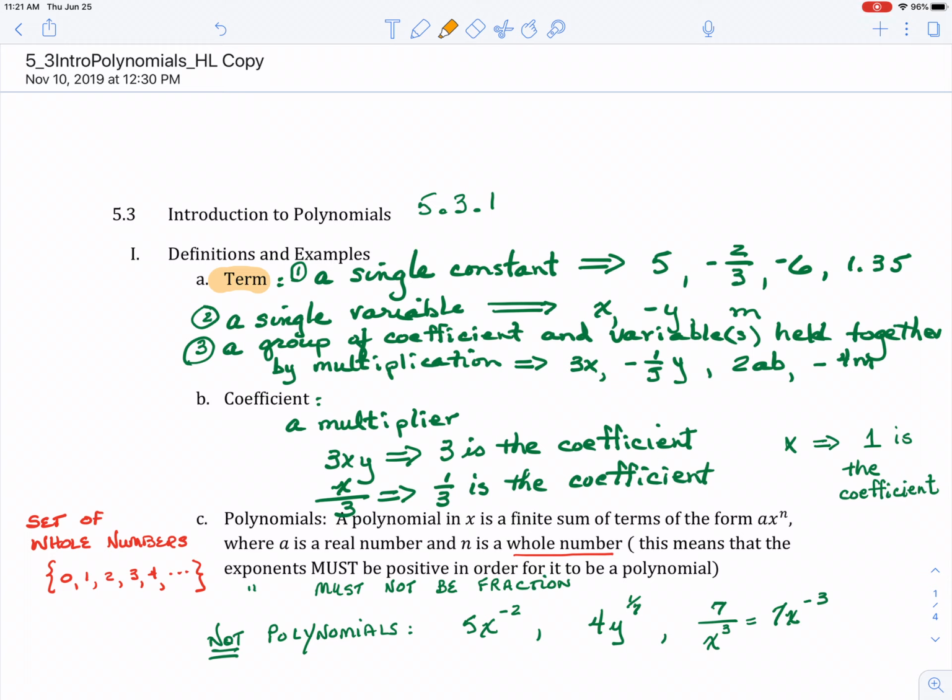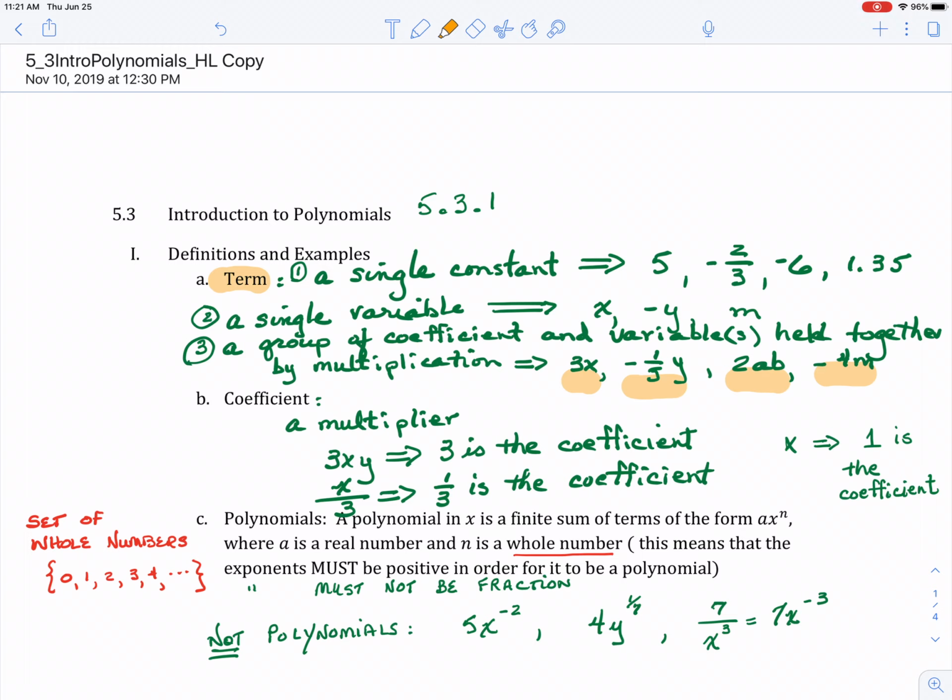Or, and more commonly, it will be this third type. It will be a group of coefficients and variables held together by multiplication. So you'll be seeing terms that look like this: 3 times x, -1/5 times y, 2 times a times b, -4m. So those are examples of terms.